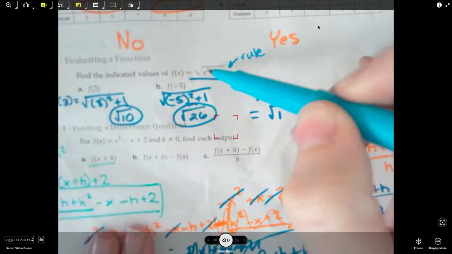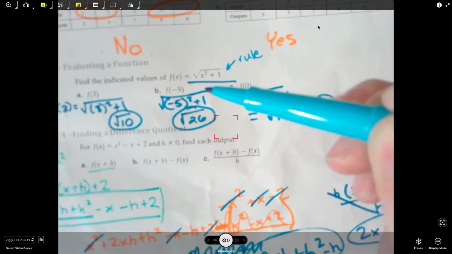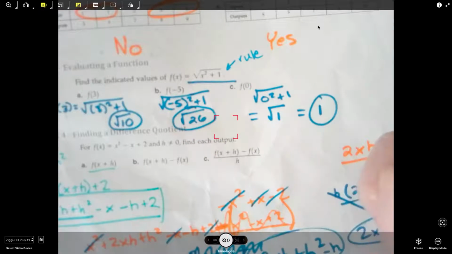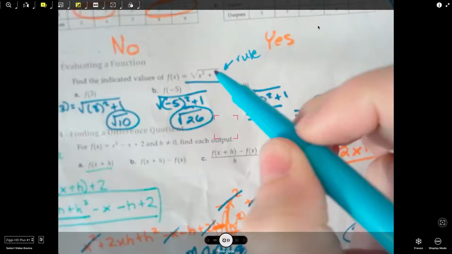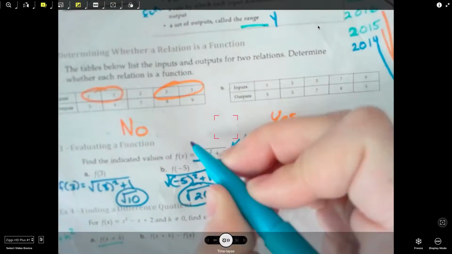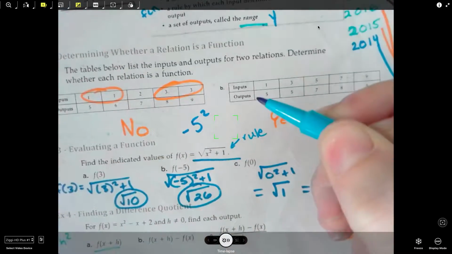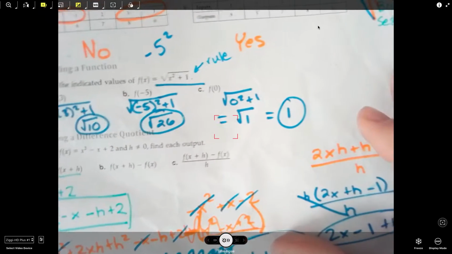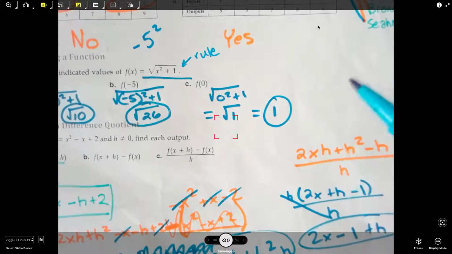Negative 5, if we plug negative 5 in, again, inside the square root, if we take negative 5 and square it, negative 5 times negative 5 is a positive 25. So that will make 26 when you add 1. If you don't plug it in parentheses, negative 5 squared means you're squaring the 5 and then attaching the negative. So make sure you're plugging it in parentheses or you will get a different answer. And then when you plug in 0, 0 squared plus 1 is the square root of 1, which is 1.